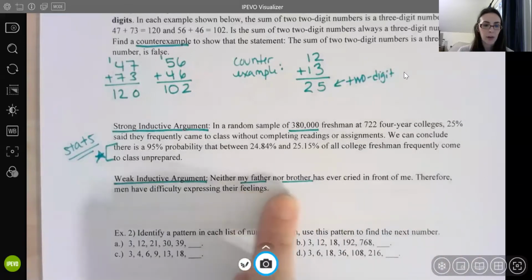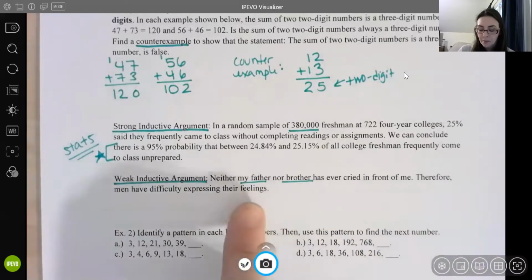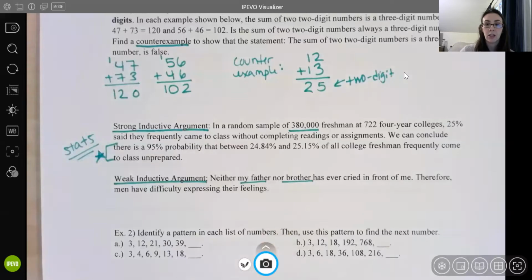Just because, and again, this is not a true example, by the way. This is not my actual father or brother. But if, for example, I had never seen my father or my brother cry, I'm making a general statement about all men based on just two examples of my own personal family, right? So that's not a good argument there.